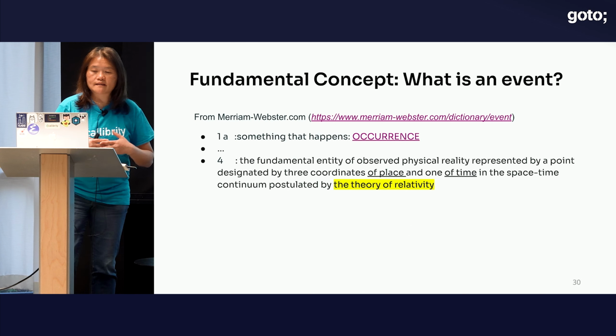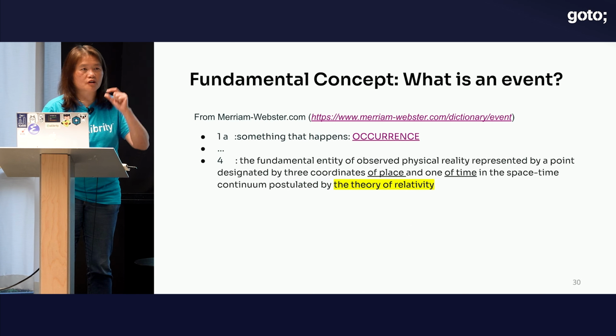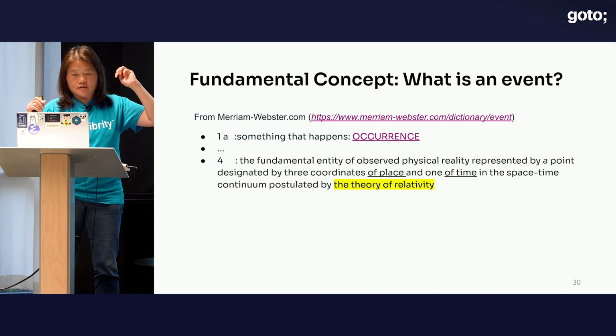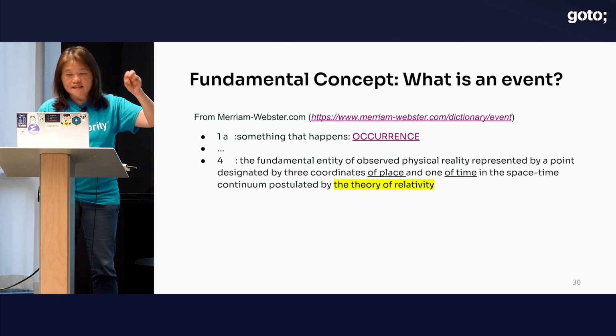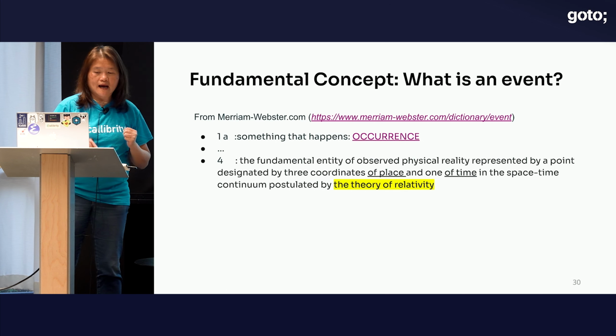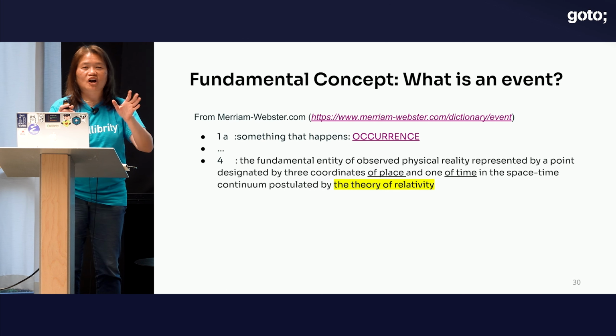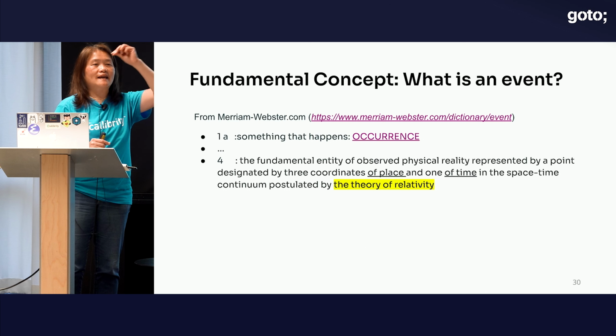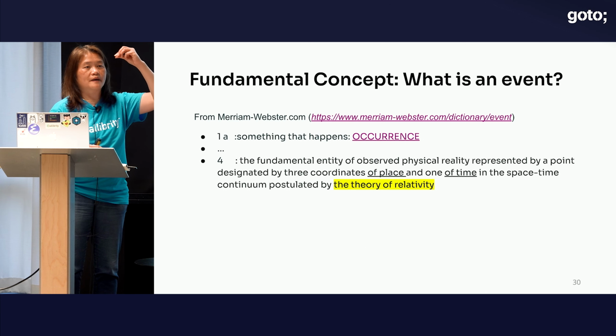Relativity is basically the fundamental entity of observed physical reality, handling three coordinates of place, of time, and of the space-time. I know you may be saying that, well, we're not into theory. But the point I'm trying to make is that, as we all know, events can happen, and you need to be able to capture it.